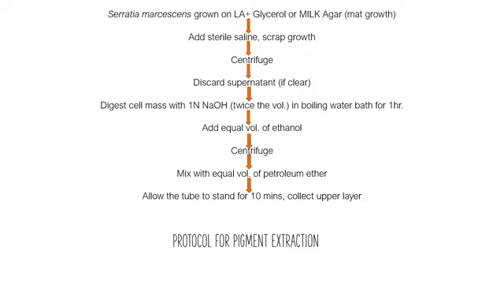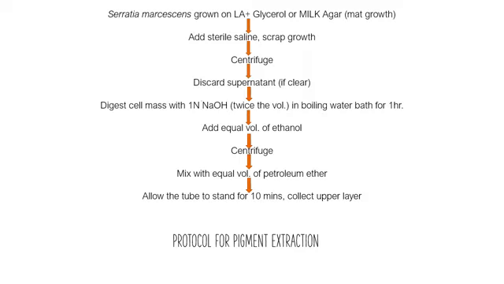So you grow Serratia marcescens on LA, that is Luria Bertani agar, and it can be mixed with glycerol, or you can grow Serratia marcescens on milk agar as well. You should have a matte growth of the pure isolate. Then you add sterile saline to the plate. You scrape the growth and collect that in a centrifuge tube. You centrifuge the cell mass and discard the supernatant if clear. Otherwise you repeat centrifugation. This will give you cell mass.